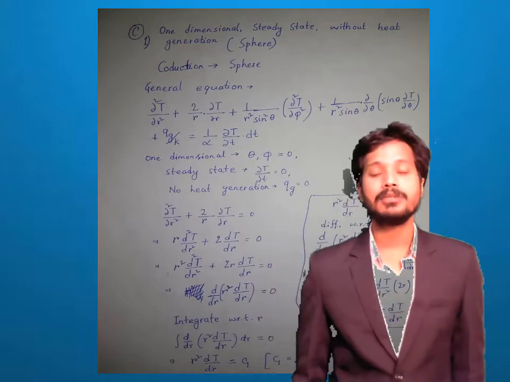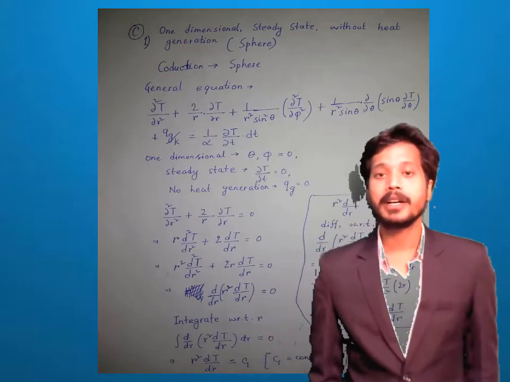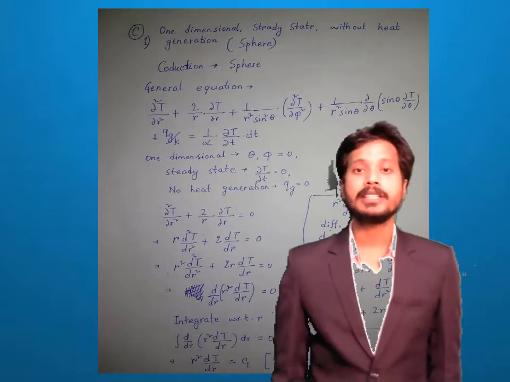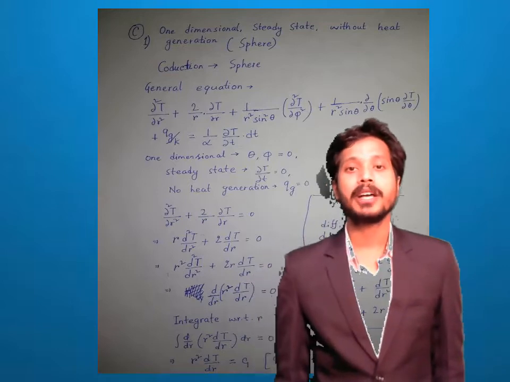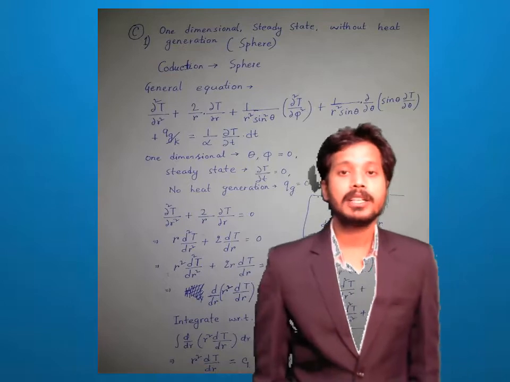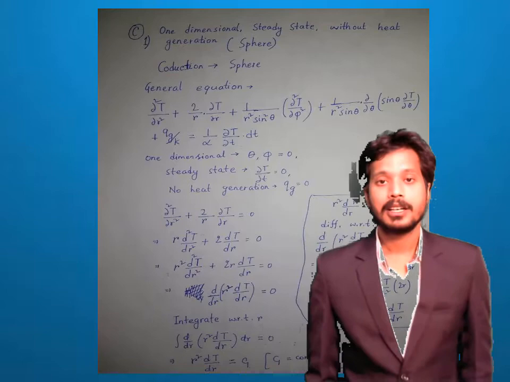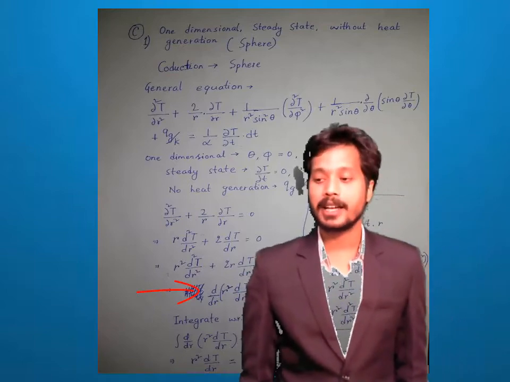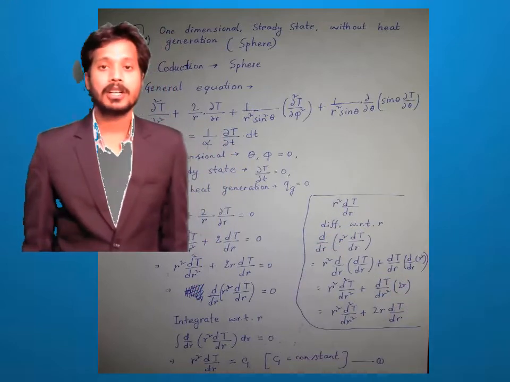Now if we multiply both sides with r, what do we get? r into d2T by dr2 plus 2 into dT by dr equals 0. In the next line, if we multiply again with r on both sides of this equation, we get r square d2T by dr2 plus 2r into dT by dr. Now this whole left hand side we can rewrite as d by dr of r square dT by dr equals 0. Now how do we get this?